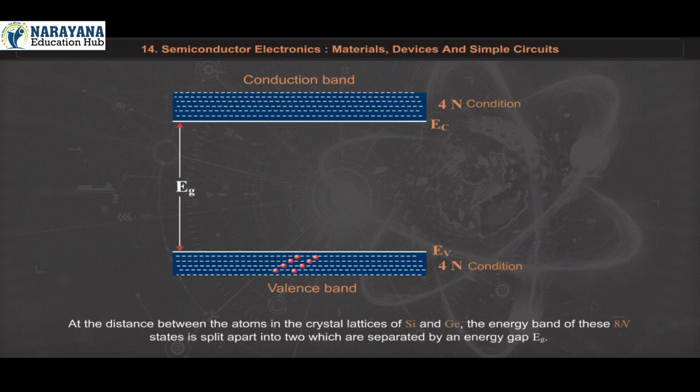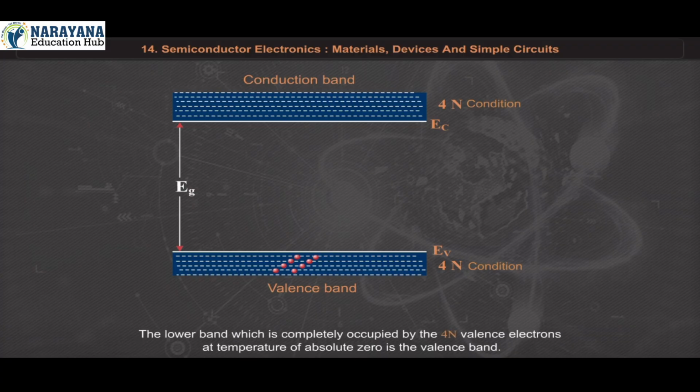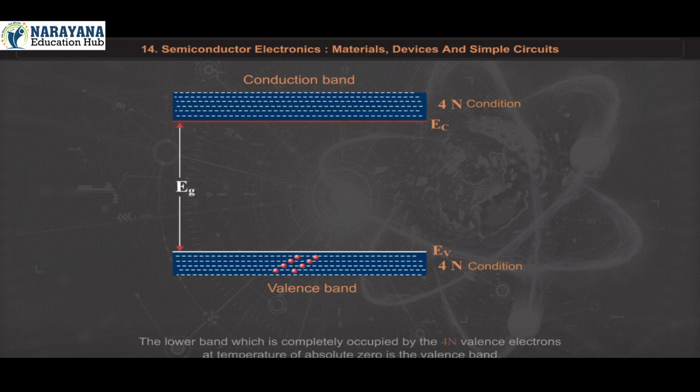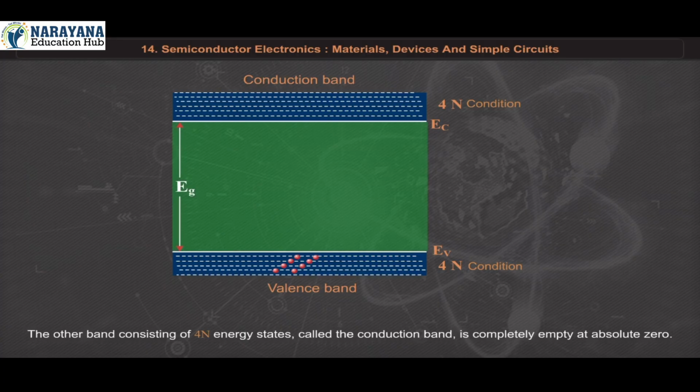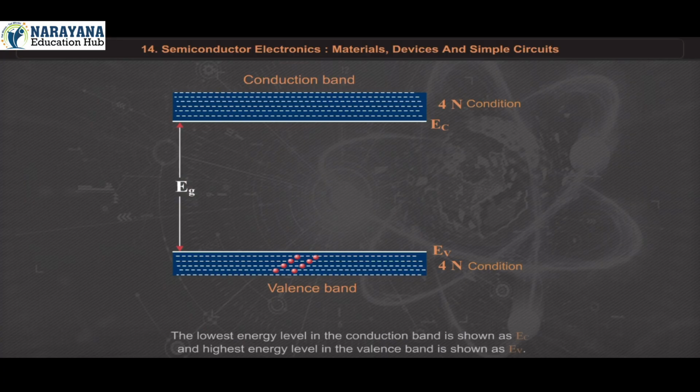At the distance between the atoms in the crystal lattices of silicon and germanium, the energy band of these 8n states is split apart into two which are separated by an energy gap Eg. The lower band, which is completely occupied by the 4n valence electrons at temperature of absolute zero, is the valence band. The other band, consisting of 4n energy states, called the conduction band, is completely empty at absolute zero.